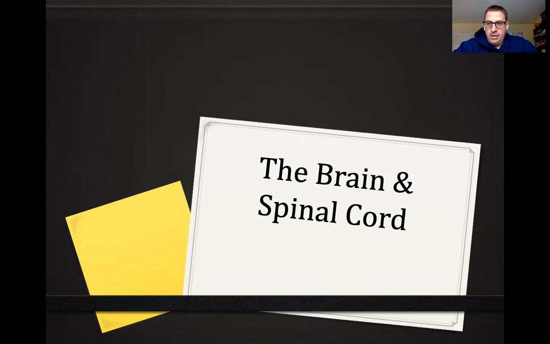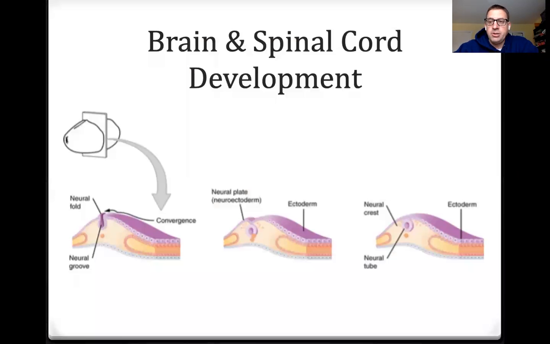This is going to be the first lecture on the brain and spinal cord that I have for you. And so where we're going to start is the formation of the brain and spinal cord in the embryo. So you see here, this is a picture of the embryo. We're taking a cross section through it and taking a look at it.